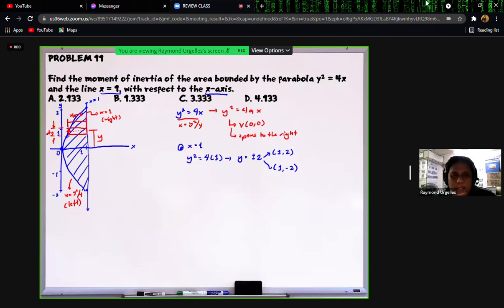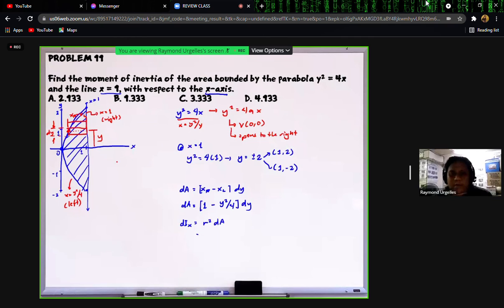So pag kinuha natin 'to, this is simply x right minus x left. Therefore, let's start with the differential area. The differential area is simply equal to xr minus xl multiplied by dy. So yung xr natin is given by 1, xl is y squared over 4, then this quantity dy. Nakuha ba? So the next step is the moment of inertia with respect to the x-axis.